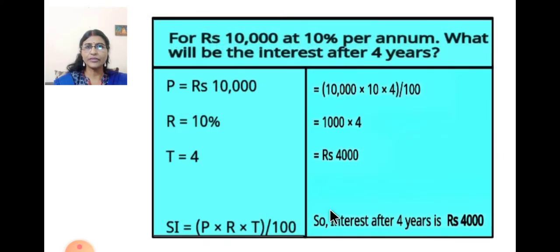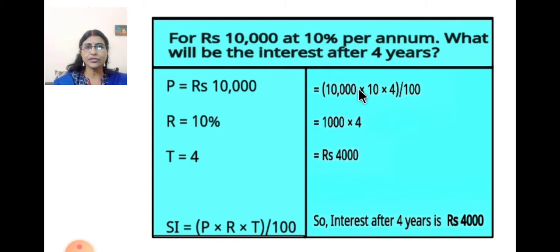So now we will use that formula for 10,000 at 10% per annum. What will be the interest after 4 years? So let us solve this example. So first we will write principal. P will be rupees 10,000. R is equal to 10% and time, here you can see T is number of years, 4. And then we'll use the formula of simple interest. SI is equal to P into R into T upon 100.